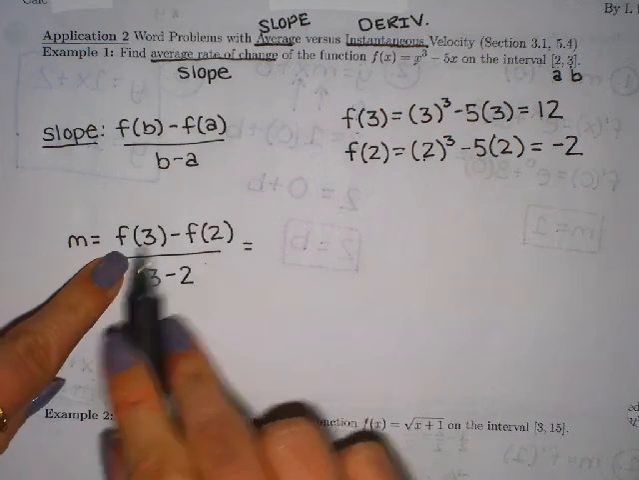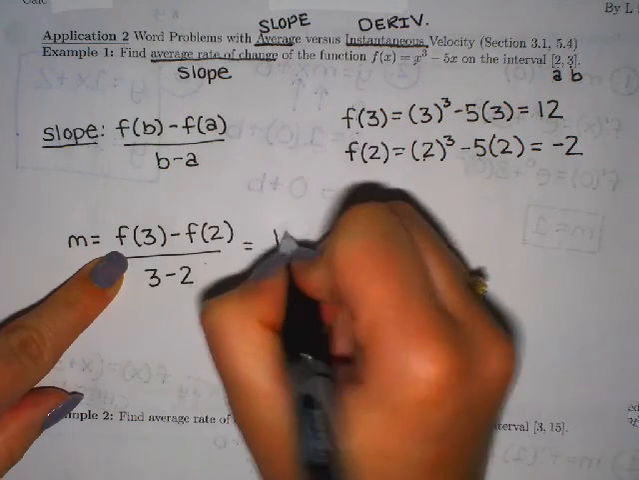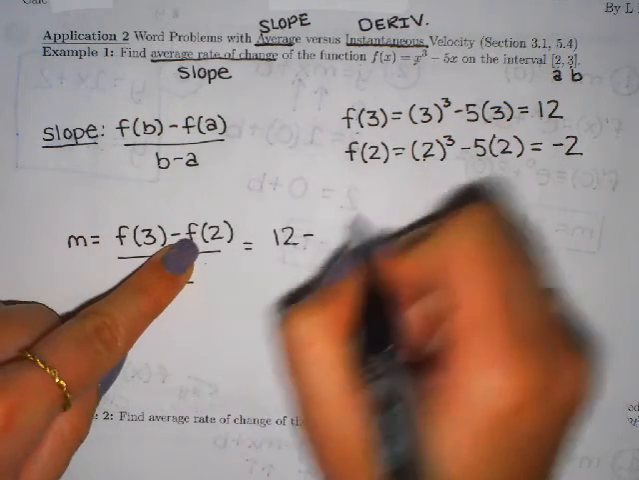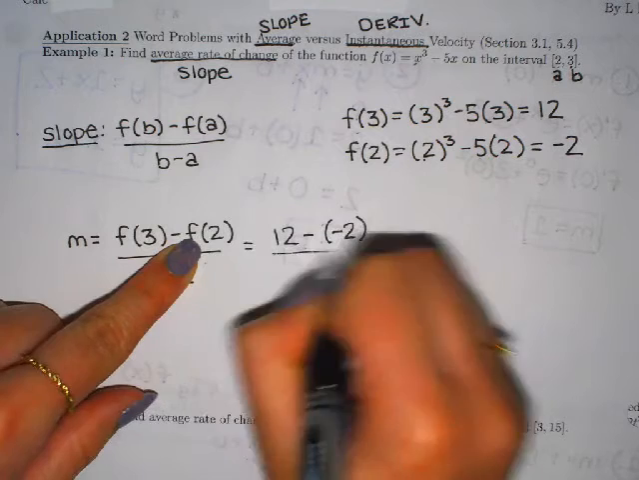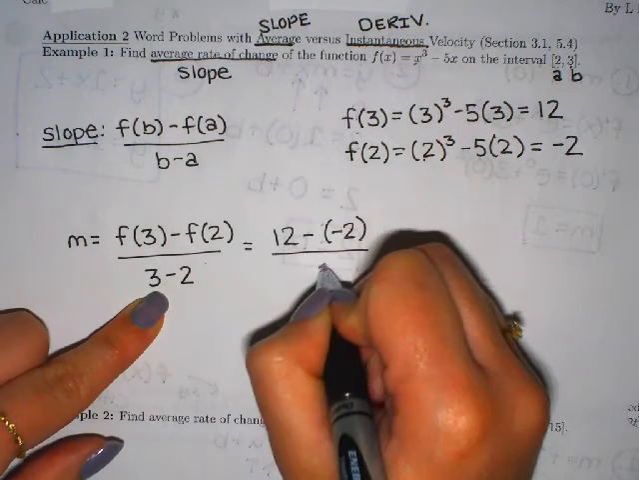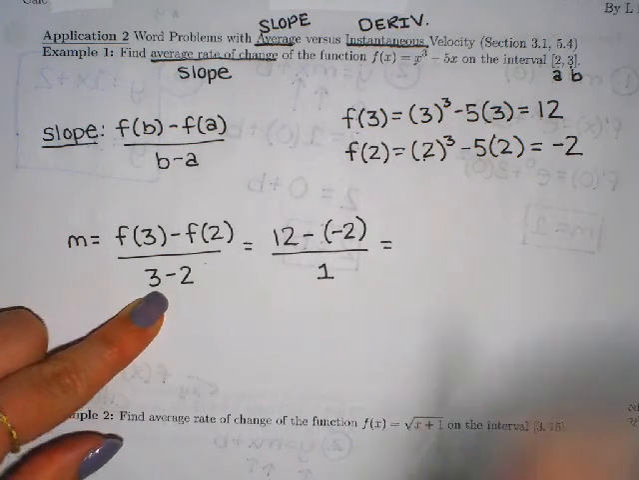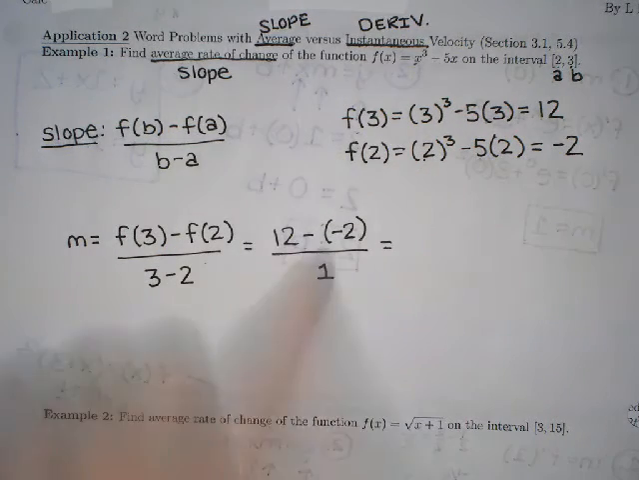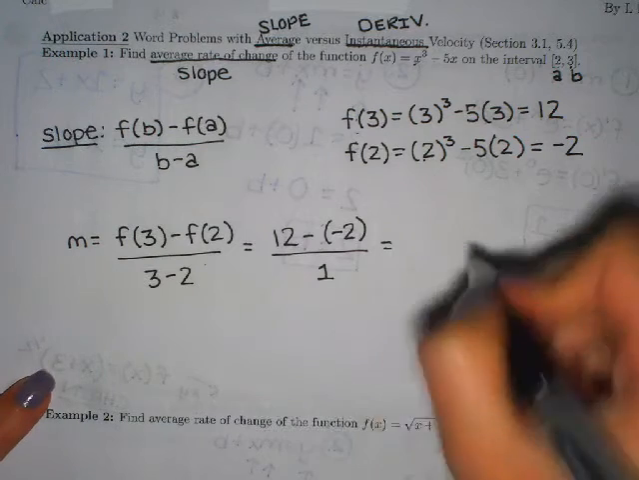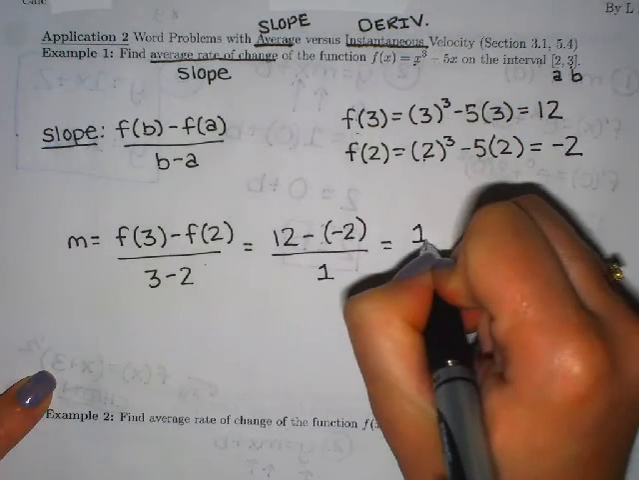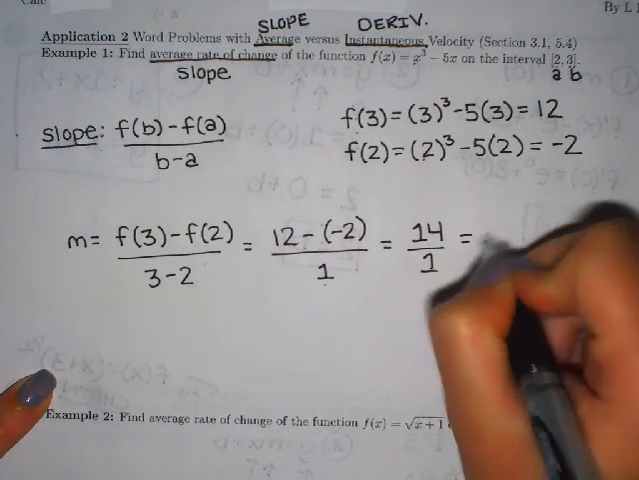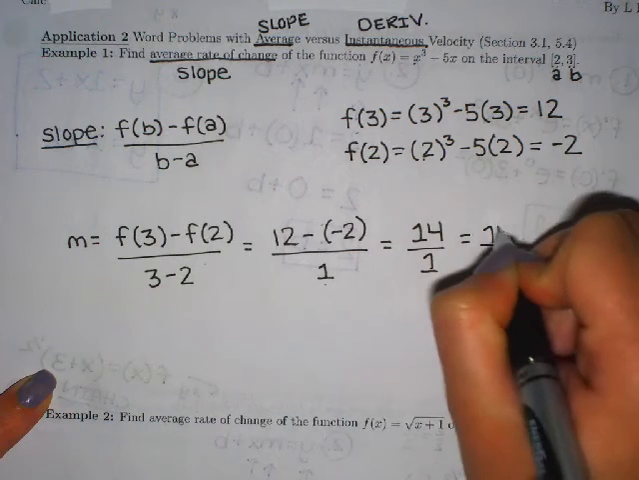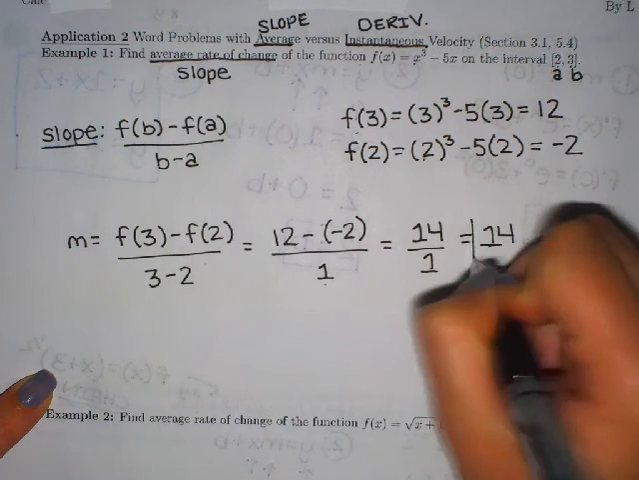So let's go back to this formula here. We plugged in f of 3, we said it was 12. Minus, we plugged in f of 2, and we said it was a negative 2. Over 3 minus 2 is just 1. Well, we have 12 minus a negative 2. When you subtract a negative, you end up adding them. So 12 plus 2 is going to be 14. Over 1 is just going to be 14. There's your average rate of change.